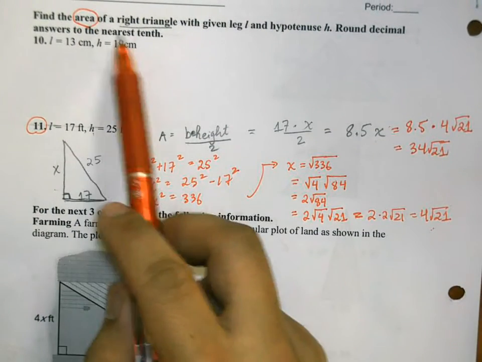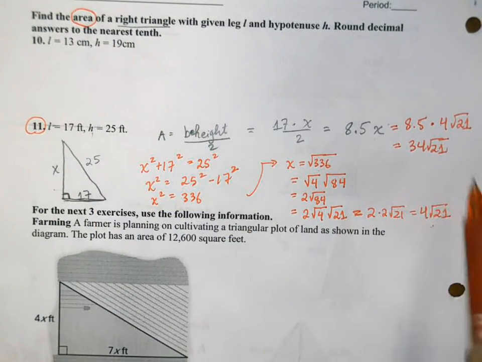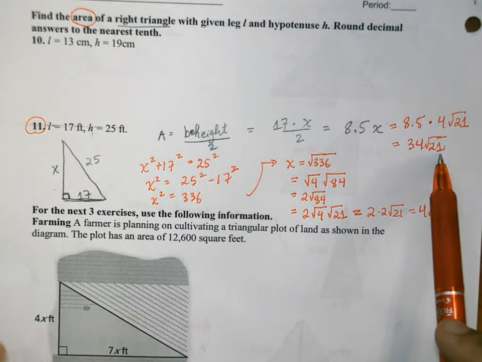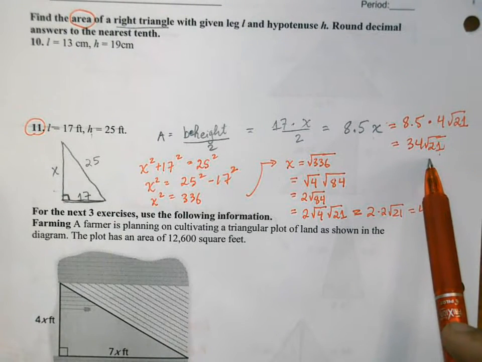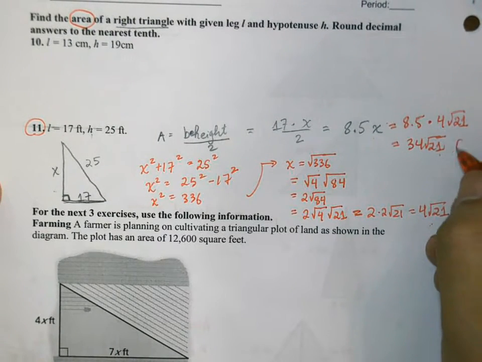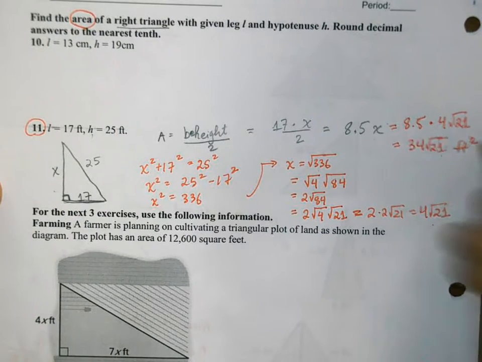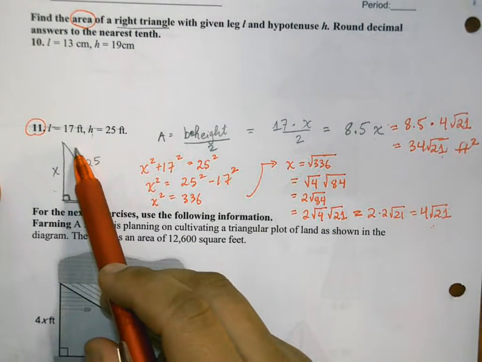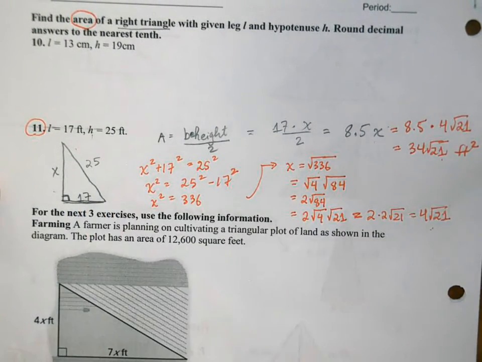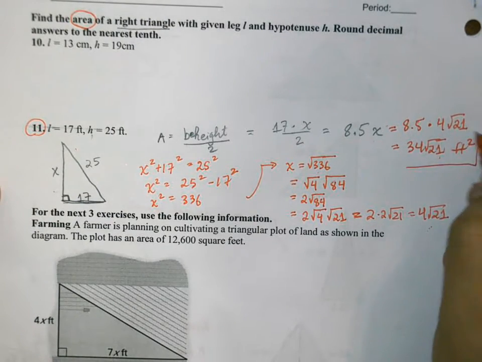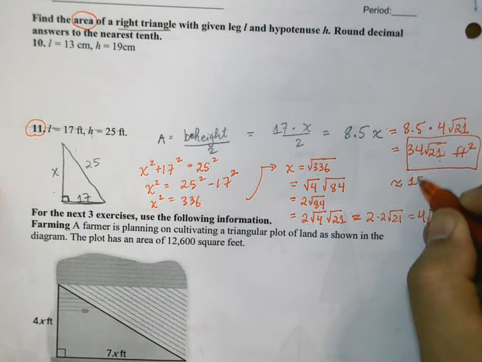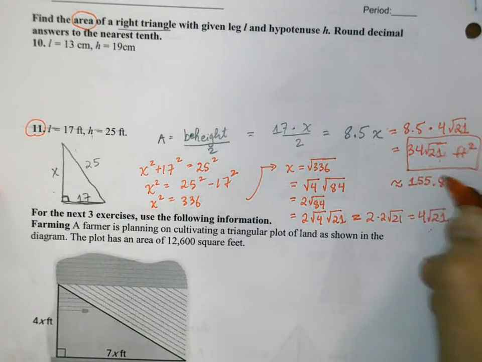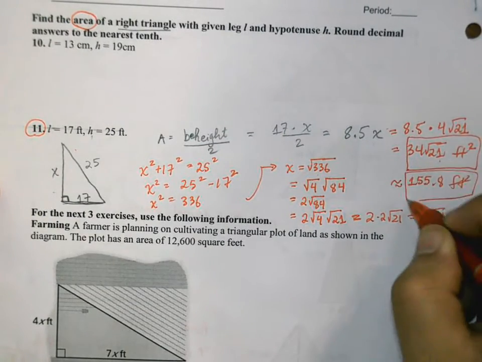And once again, we are allowed to round, so if you want to type this into a calculator and figure it out, that's acceptable in this problem. Since I have the exact answer, I'm going to leave it as is, and this is feet squared, or square feet, since those are my units. Okay. I think if you did type this into a calculator, it comes out to like 155.8. So both of these are acceptable.